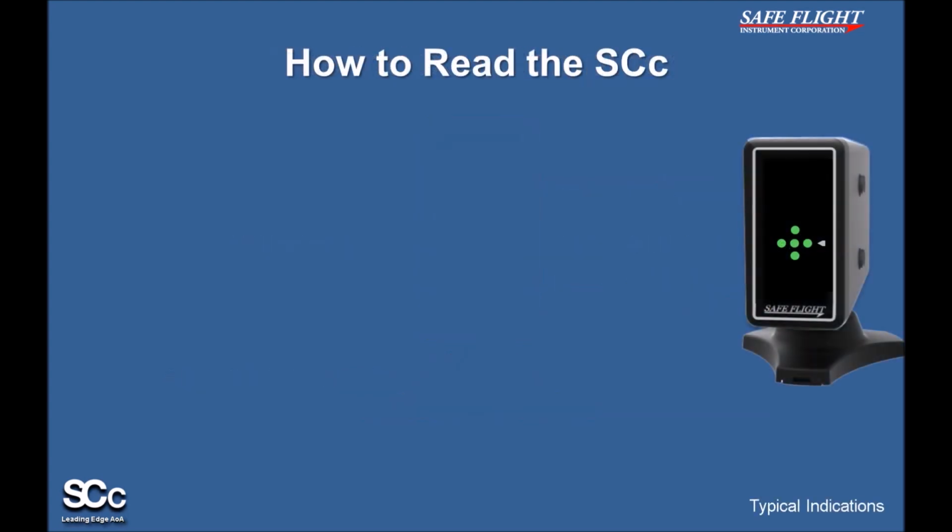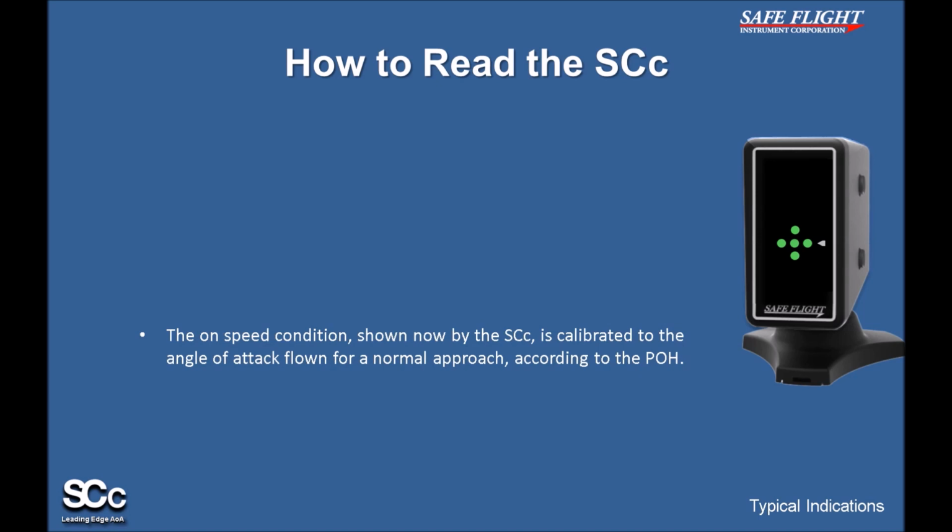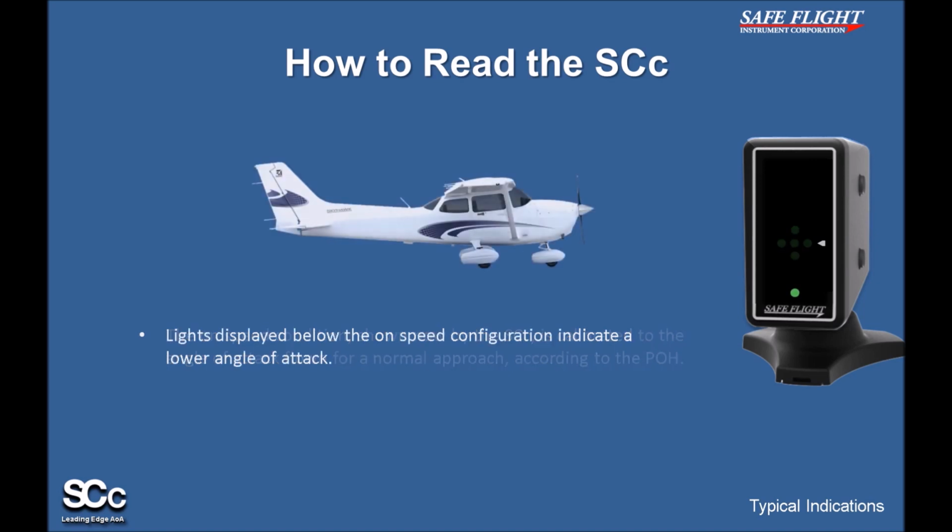So how does one actually read the SCc? LEDs on the Indexer computer illuminate, graphically representing the wing's angle of attack. The on-speed condition, shown now by the SCc, is calibrated to the angle of attack flown for a normal approach, according to the POH. Lights displayed below the on-speed configuration indicate a lower angle of attack. The single dot seen now represents what the pilot would see while flying at a nominal high-speed cruise.